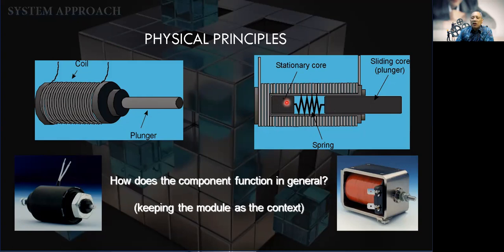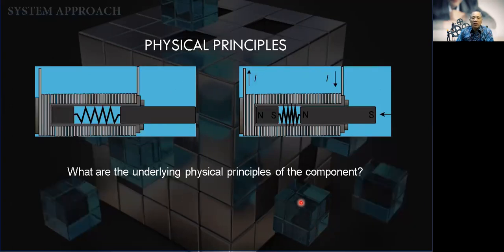We know it is needed to stop something or to let something pass. So this is the core of the physical principles, and this is the picture of it, and the other one is just the type. So we are keeping the module in context also. Look at this.